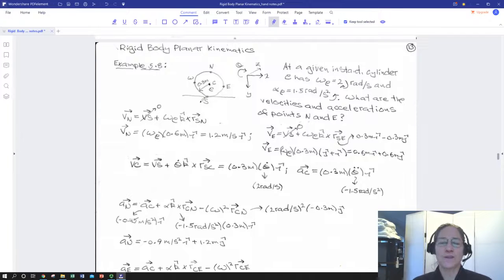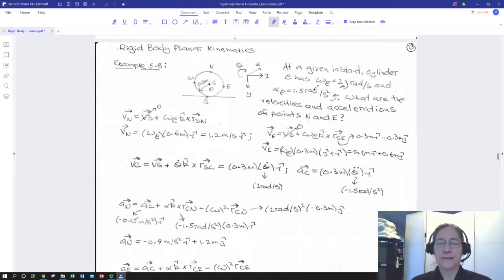So we're told that this rolling compass, which has a radius of 0.3 meters, at a given instant that we are concerned with, has an omega, an angular velocity of 2 radians, and because this little arrow is showing a clockwise rotation, and we've designated clockwise as positive, we can say we have a positive 2 radians per second. But it's accelerating angularly in a negative, it's counterclockwise, 1.5 radians per second squared.